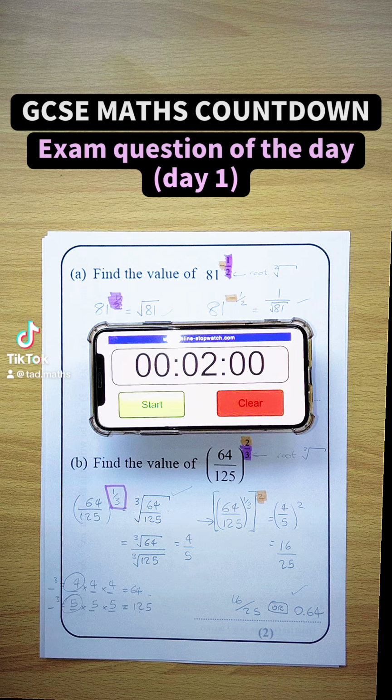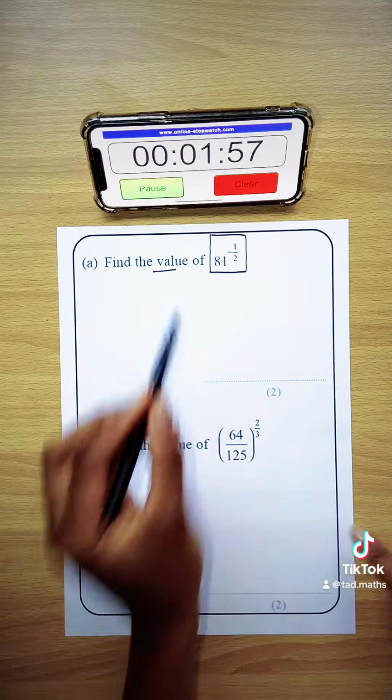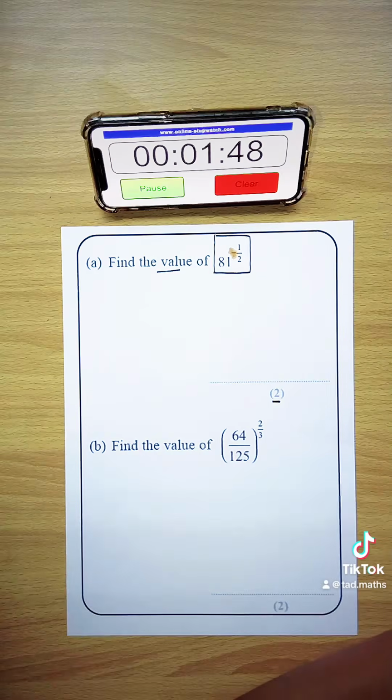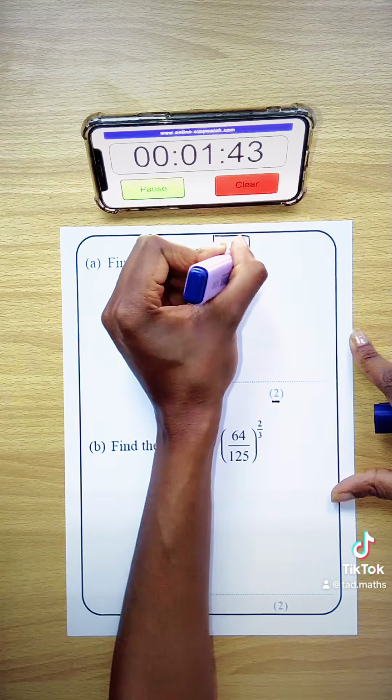The GCSE Maths Countdown has officially started, so this is day 1 of exam question of the day, where I work through one exam question under time conditions. First question for 2 marks is find the value of 81 to the power of negative a half.